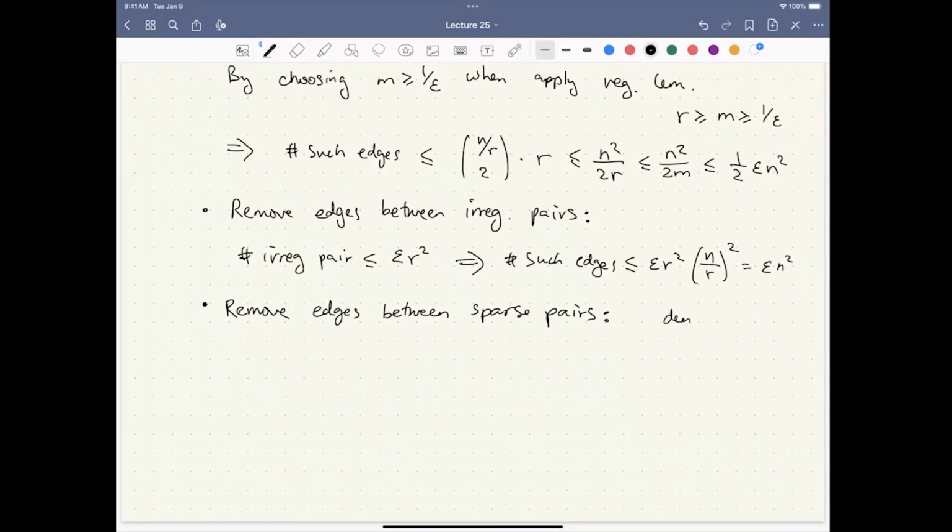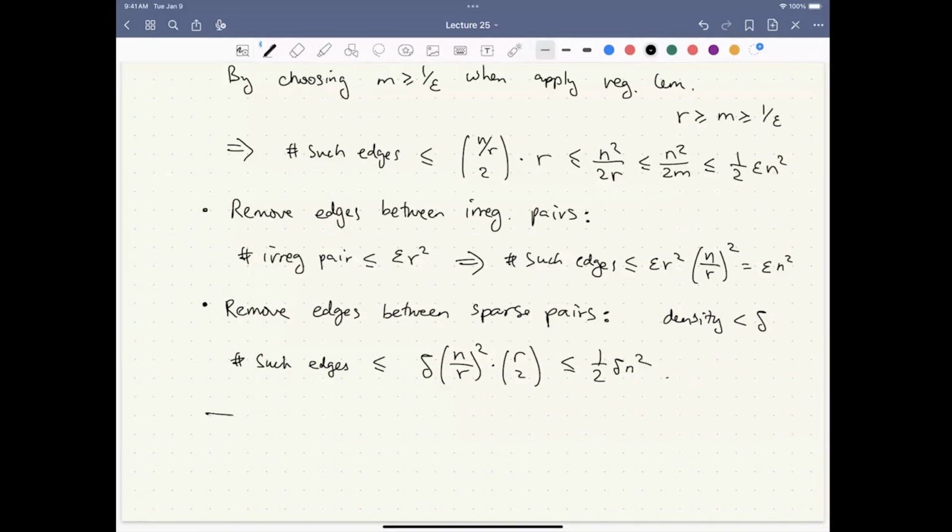That means density less than delta. Remember, in the reduced graph, we define an edge when it's epsilon regular and density at least delta. So the number of such edges is at most, between the dense pair, the most number of edges you can have is delta times (n over r) squared. And the total number of pairs is at most all possible pairs, r choose 2 of clusters. This is at most 1/2 delta n squared, very small.